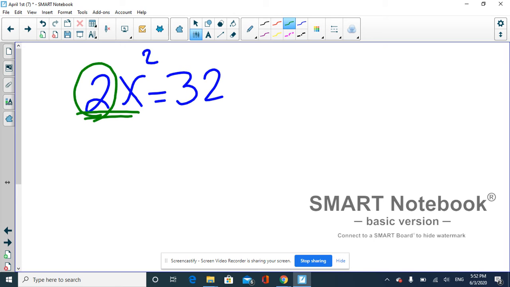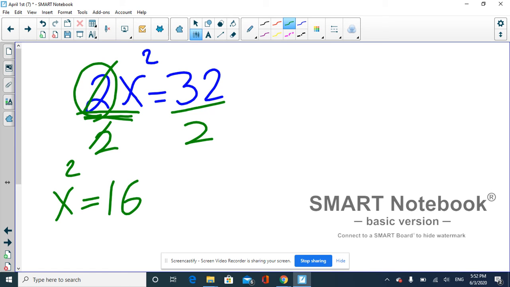First, we will remove this 2. And all of you know that this 2 is multiplied by x squared. To remove it, we divide by 2. On the left side, we have x squared. On the right side, we have 32 divided by 2, 16. I don't need x squared. Actually, we need x only. That means we will take the square root for both sides. Okay? So if we take the square root of x squared, we will have x.